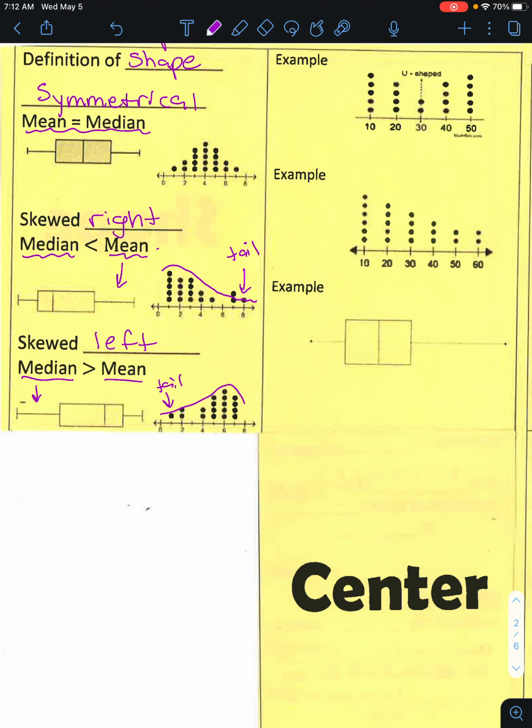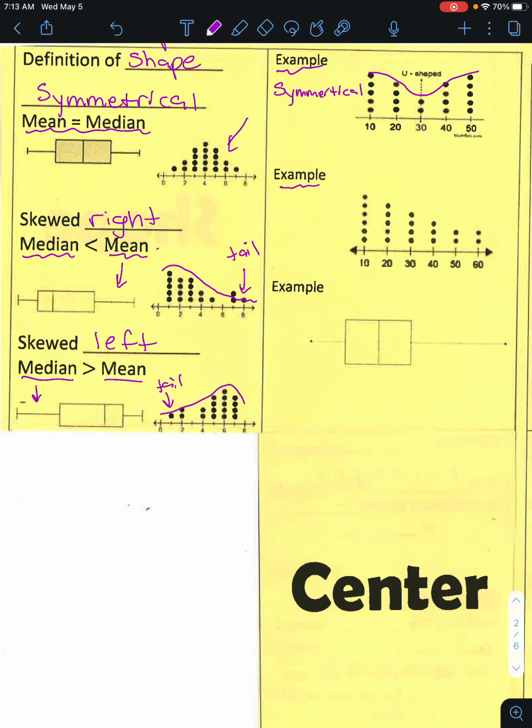Now let's practice identifying. Let's look at our first example here. All right, this is like a little U. What do you think it would be? Hoping you said symmetrical, just the reverse of that. It's like having that, but the opposite. So this would be symmetrical if we were going to describe its shape.